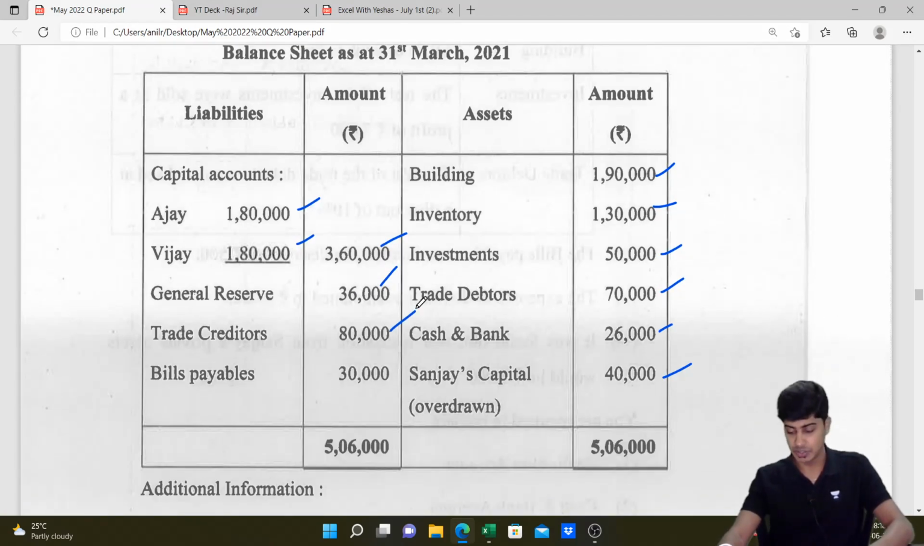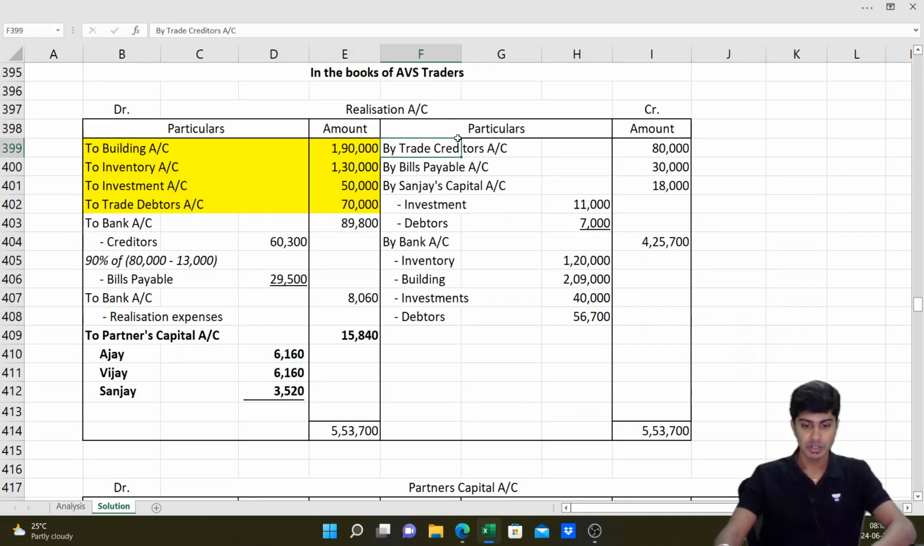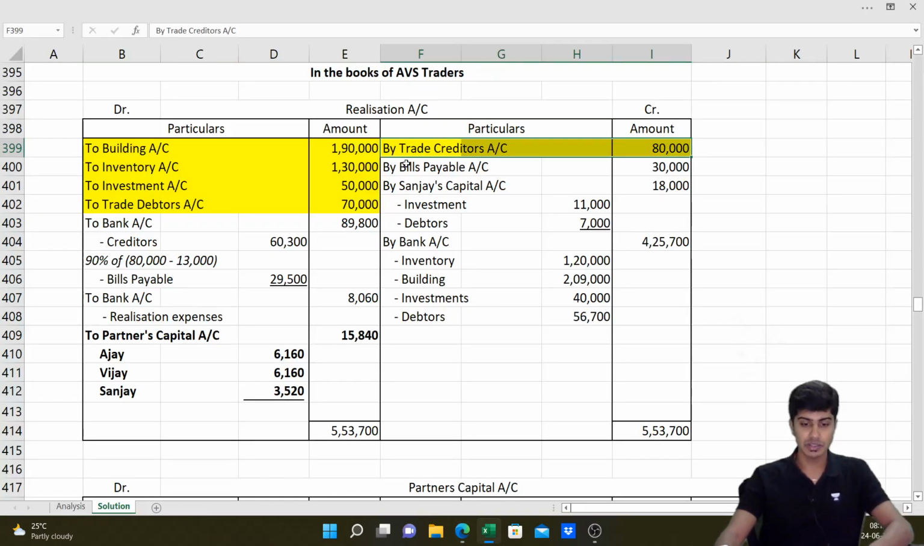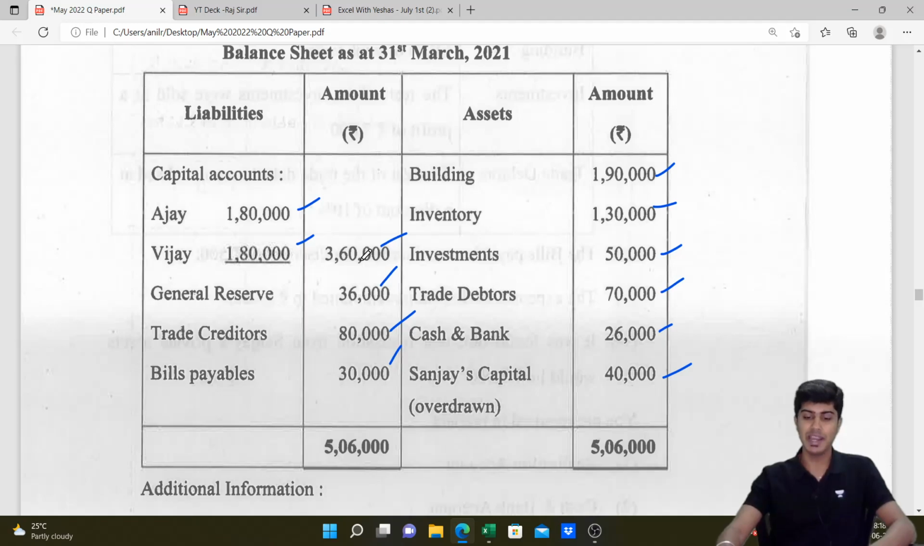Then trade creditors 80,000. This will appear in our realization account. Very good. Which side? Credit side. I'll write "To trade creditors 80,000." Observe. Then we have bills payable 30,000. "To bills payable 30,000." Understood? Very good. So by this the balance sheet is done completely.